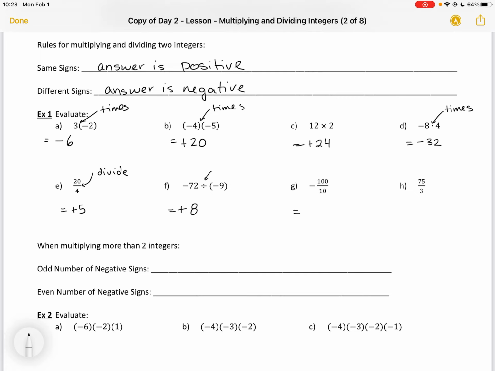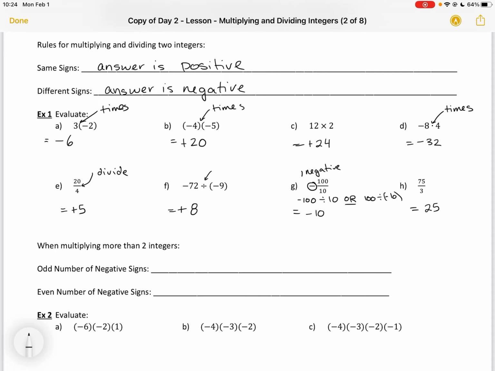Next one, G. Here, the negative sign in front means that you have one negative sign. So this would be equivalent to writing minus 100 divided by 10 or 100 divided by negative 10. So that means that we have different signs for the numbers. So my answer is going to be negative, and I'm going to divide my numbers. Last one here, I've got two positive numbers, 75 divided by 3, which is going to give me positive 25.